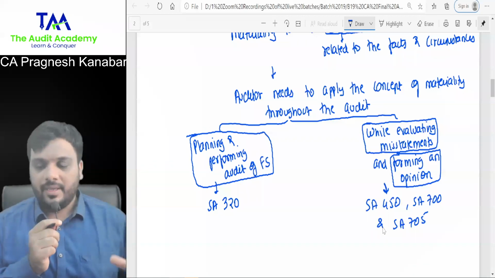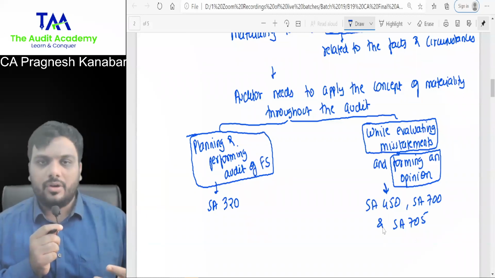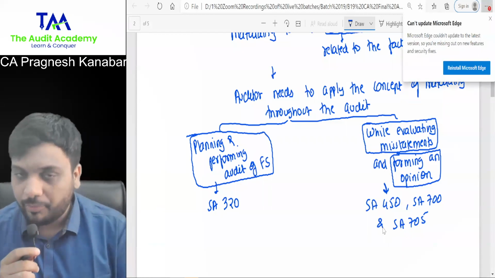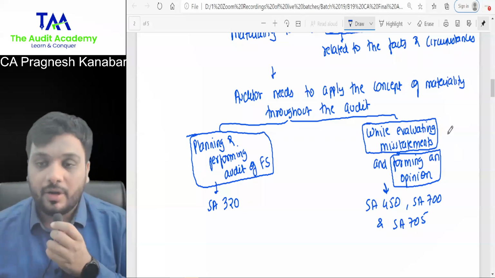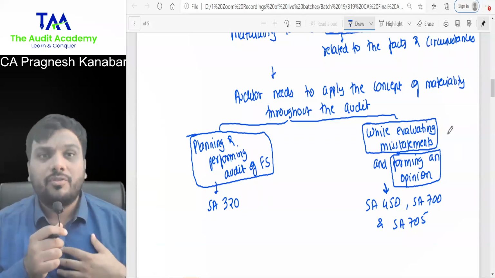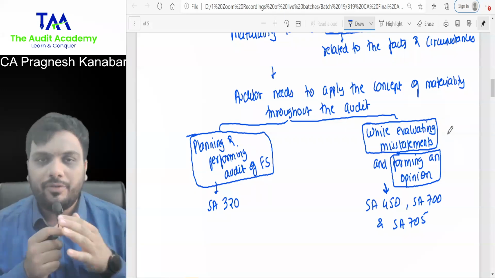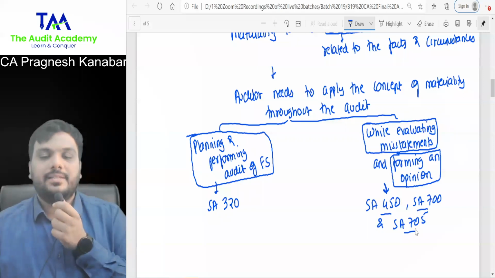All right. So at the start of the audit, when you are planning the audit, when you are executing the audit, when you apply the concept of materiality, which item to select, where to perform more procedures, that is SA 320. But at the end, after you have found misstatements or let us say you have not got the evidence, and when you are trying to form an opinion, at that point of time, when you apply the concept of materiality, then it will be discussed in some different SAs.